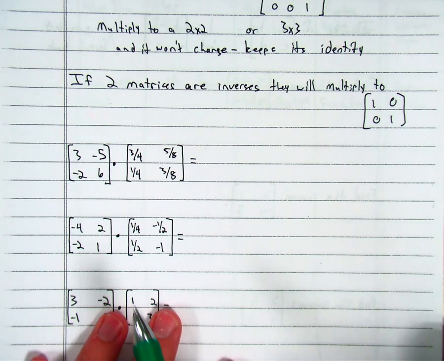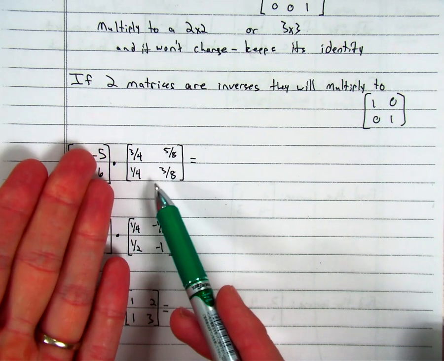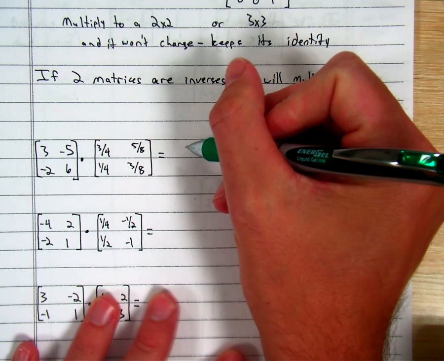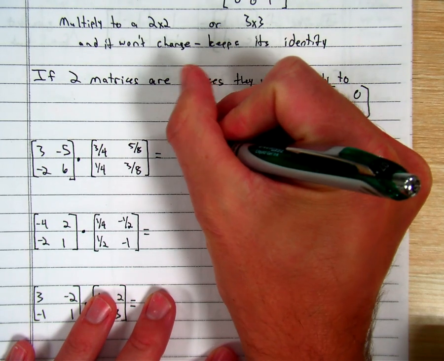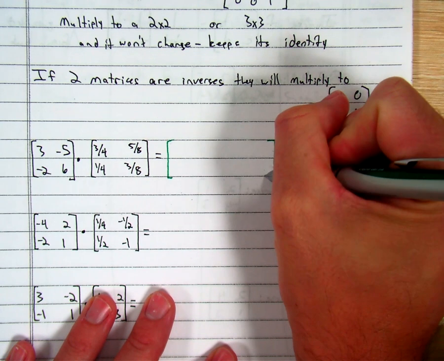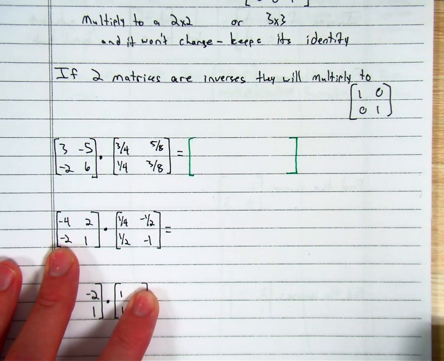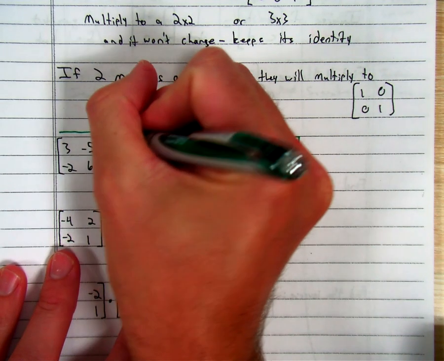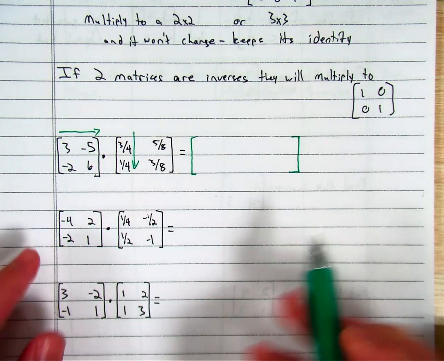So let's see how this works. We're just going to be given two matrices, and we're going to test it with this property, that they should multiply to 1, 0, 0, 1. So yes, we have to do matrix multiplication again. I like to do a little oversized matrix for our work matrix. Remember, we're going row times column.